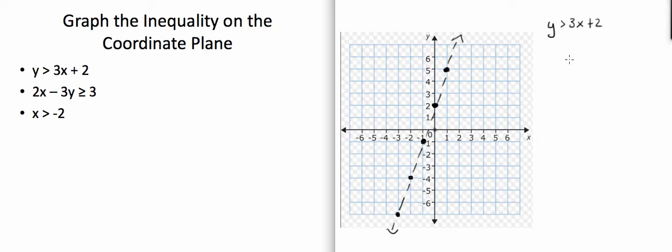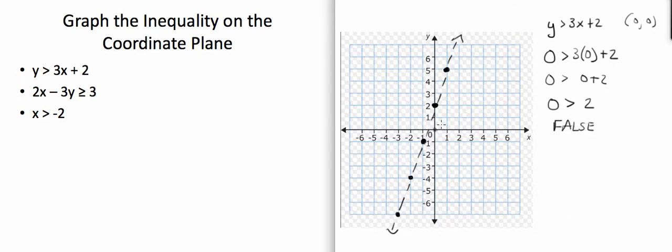Okay, and so what that means is we have the point 0, 0. So we put in the 0 for the y, and we put in the 0 for the x, and we simplify this equation. 3 times 0 is 0. So we have 0 is greater than 2. Is this true? Hopefully all of you are saying no, this is false.